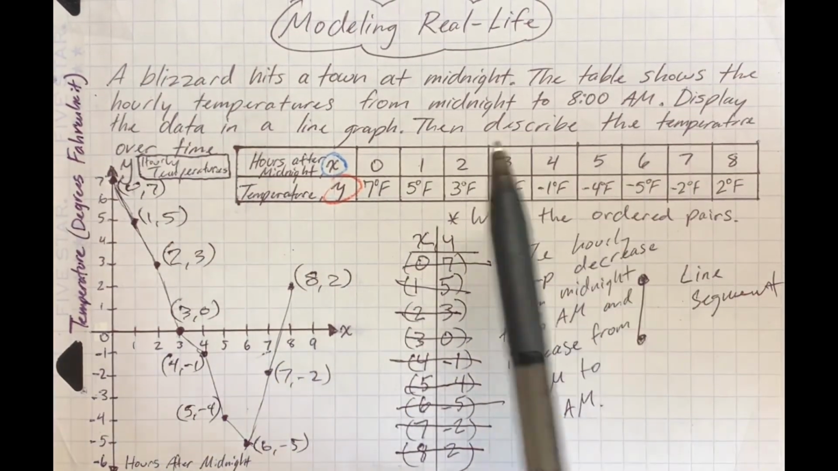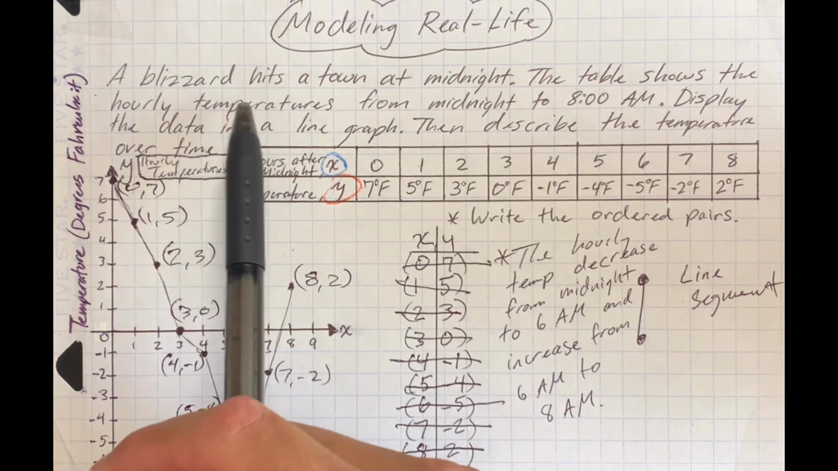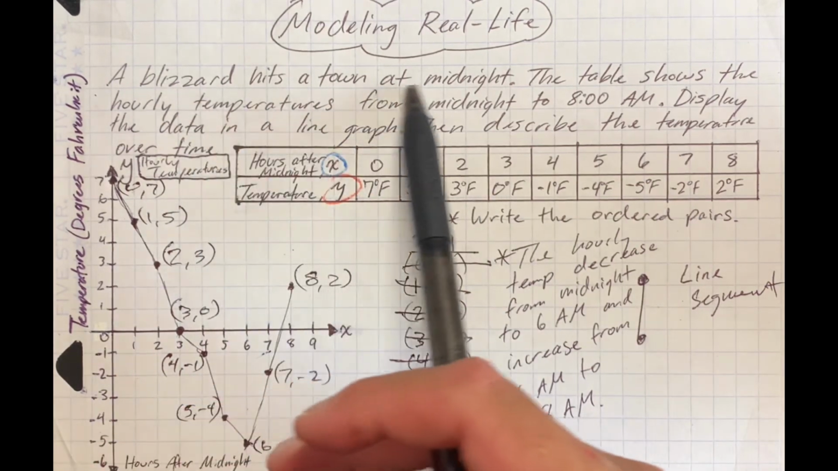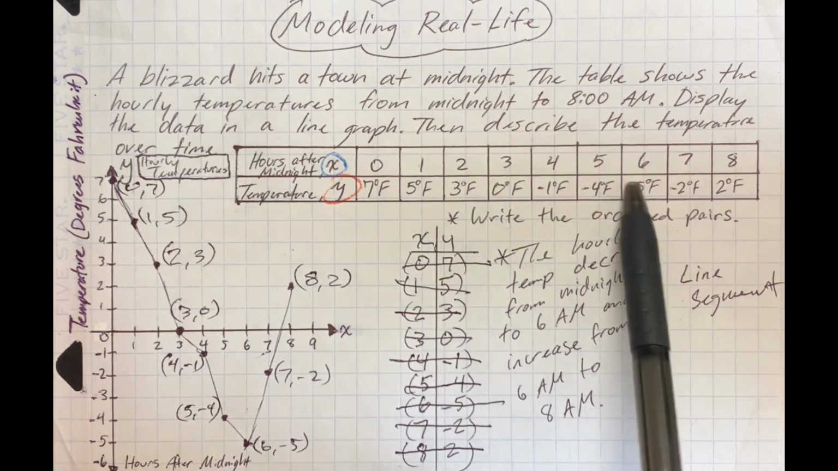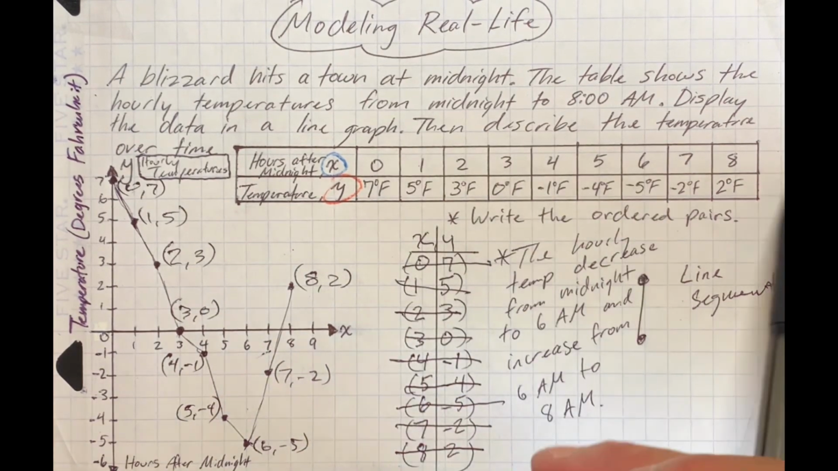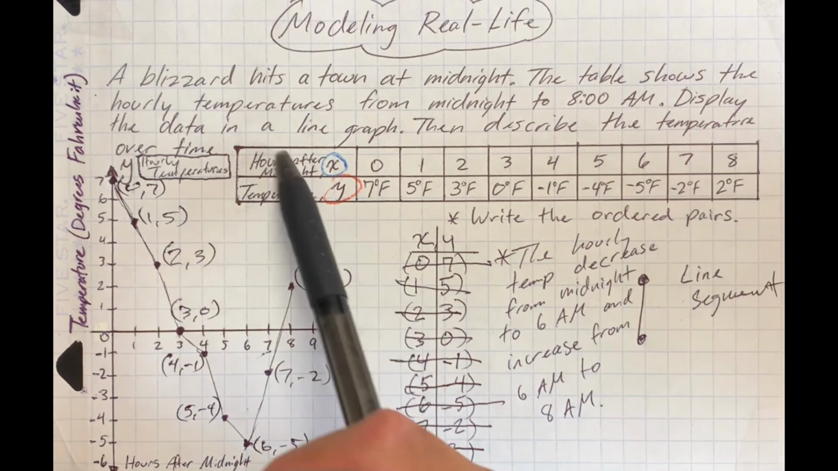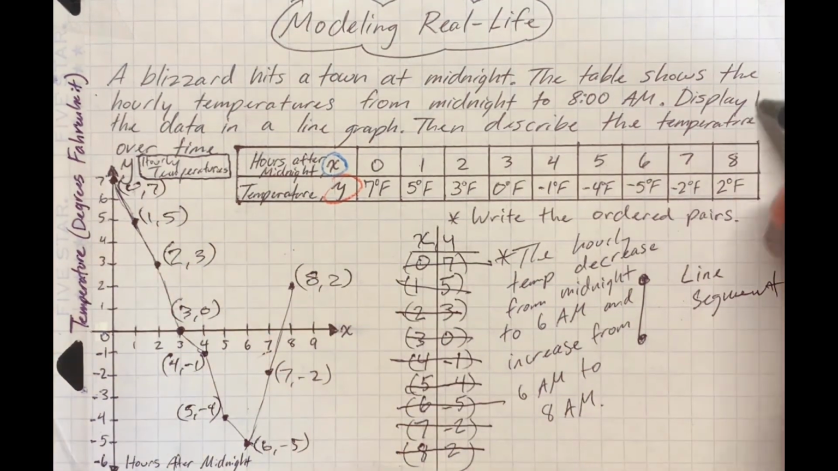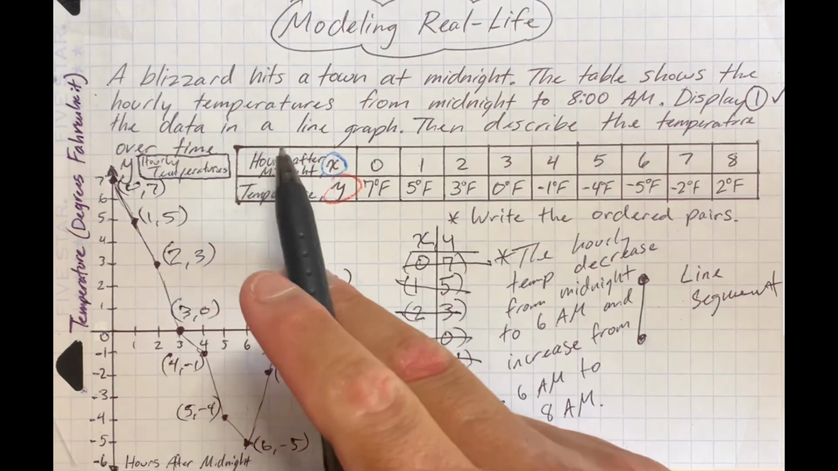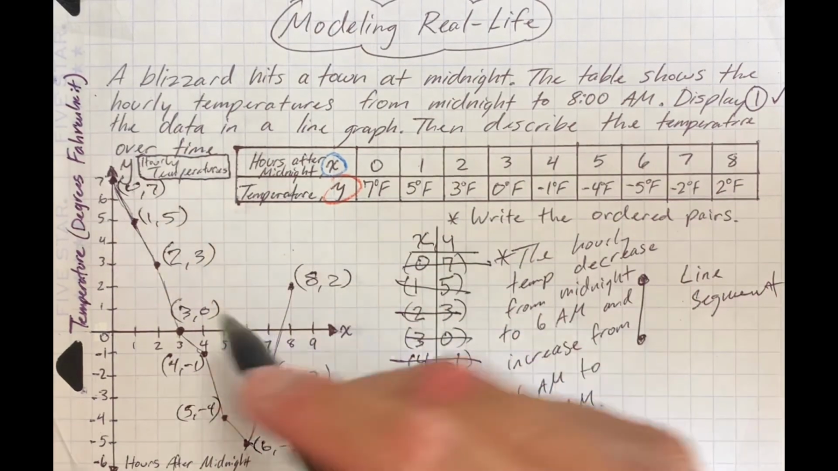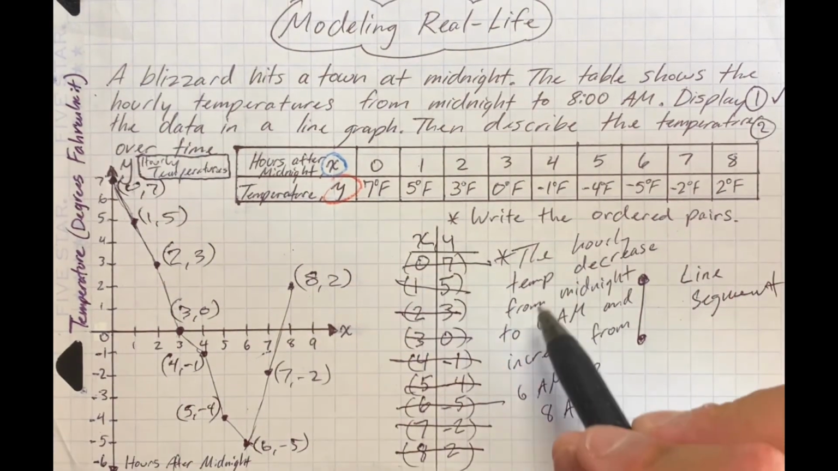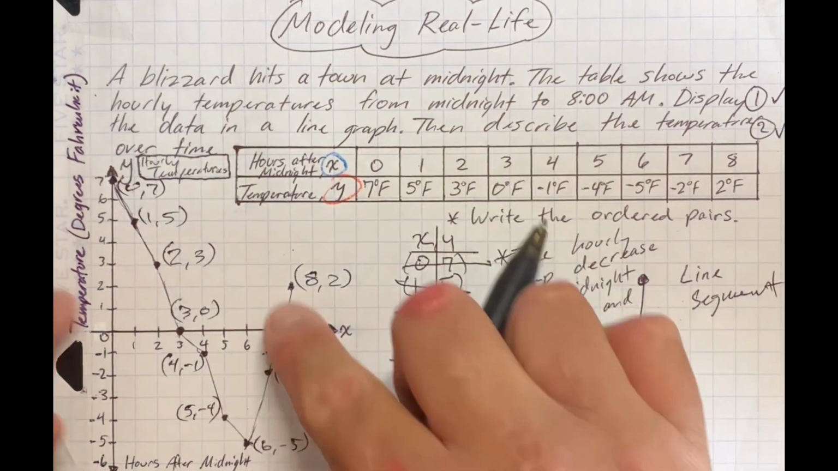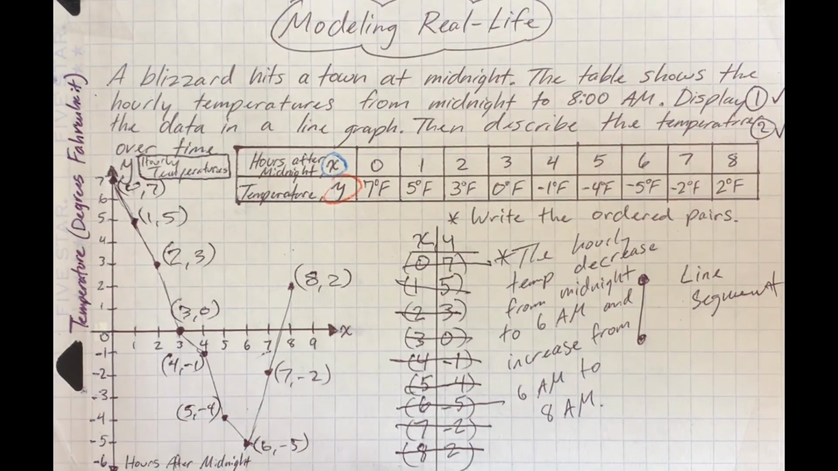So again, what was asked of us was to understand this problem: a blizzard hits a town at midnight, and this table shows the hourly temperatures from midnight to 8 a.m. It wanted us to display the data on a line graph. That was the first thing we needed to do. Got it done. And then describe the temperature over time, which we did by reading this graph and interpreting what it means. That's what we do when we model real life problems.